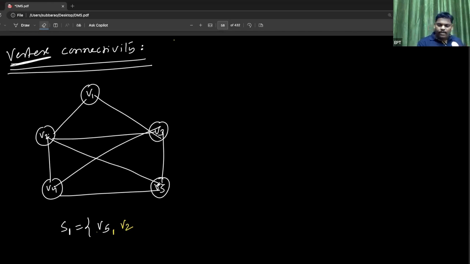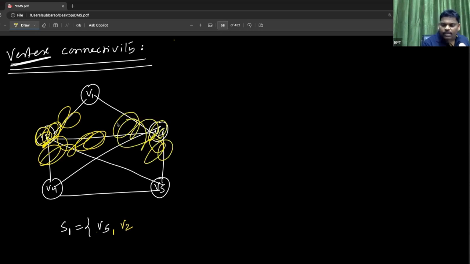I will try this. Can you see this one? Everyone observe. I will delete V2 together with its edges. I will delete V3 together with its edges. Can you see the graph became disconnected? I deleted V3. I deleted V2. Did the graph become disconnected or not?